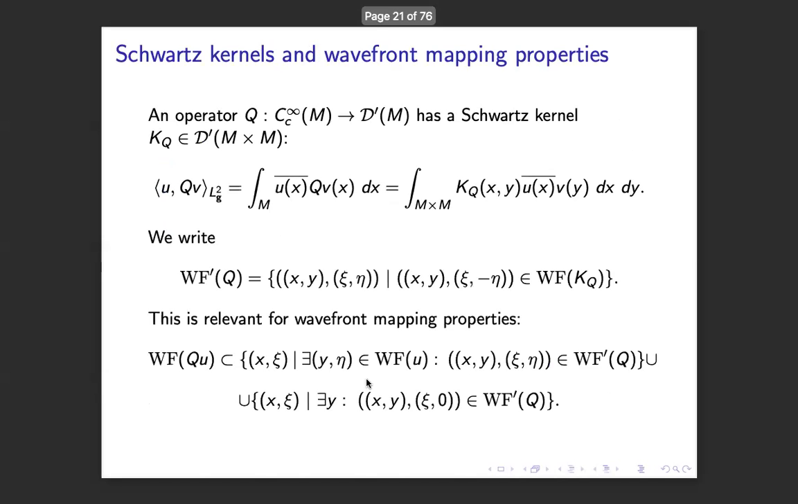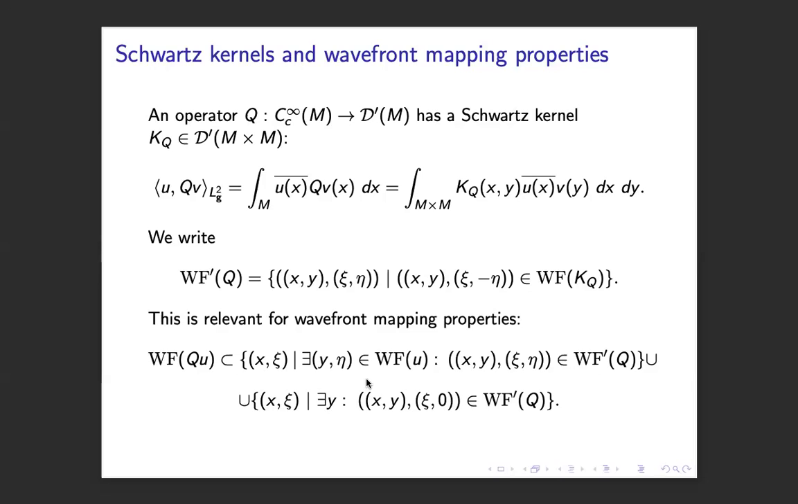And the connection to wavefront sets is that you can describe what happens to the wavefront set of a function under action by an operator if you know where the wavefront set of the kernel is, right? Because the kernel is a distribution on the product space with itself. And we define this prime wavefront set, which is basically just the wavefront set of the kernel, except there is a minus sign here because of how everything works out in these expressions.